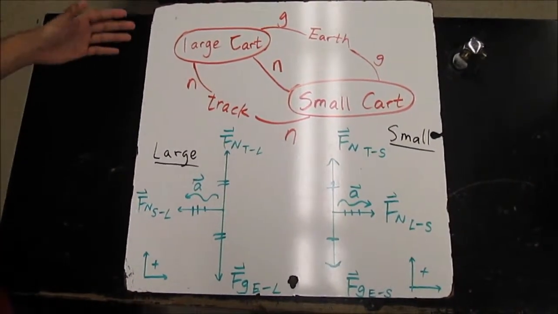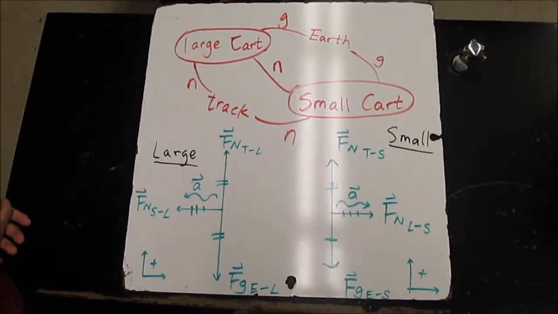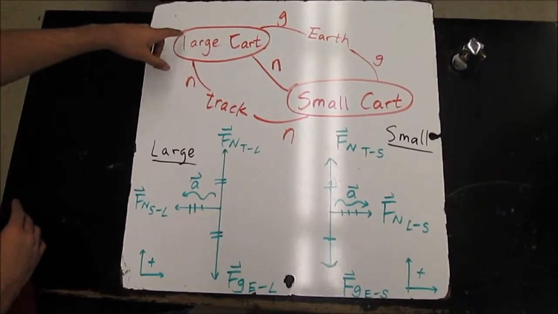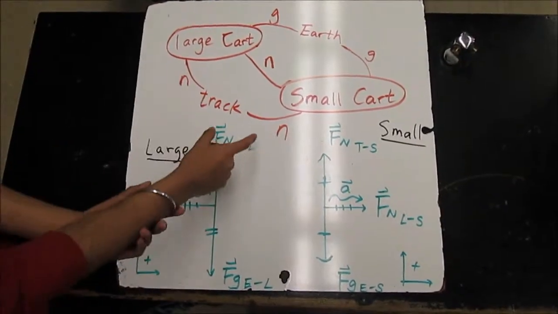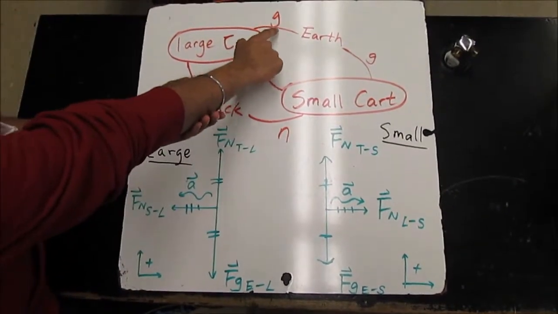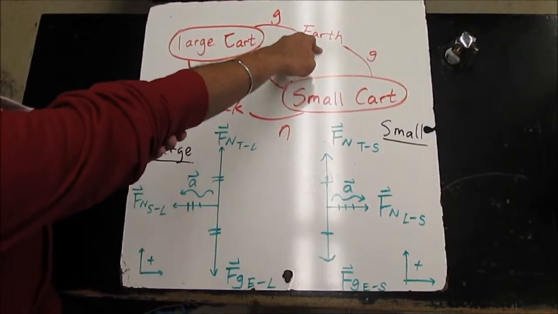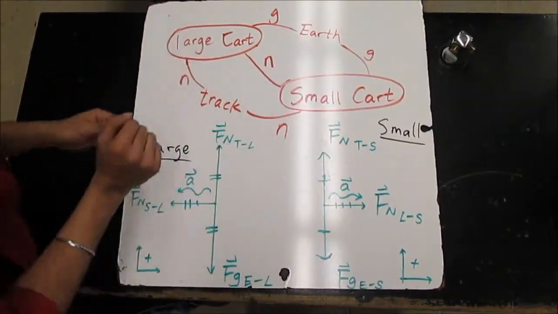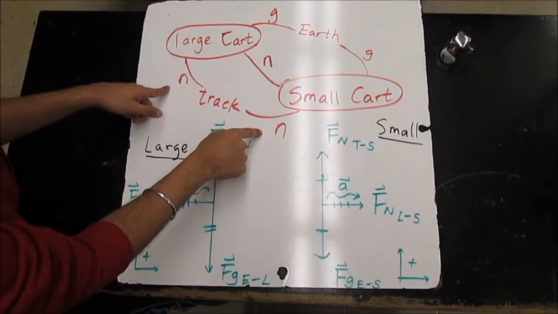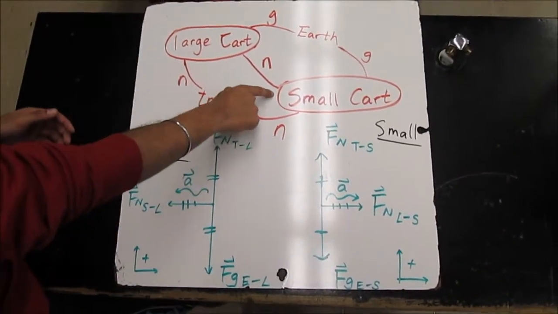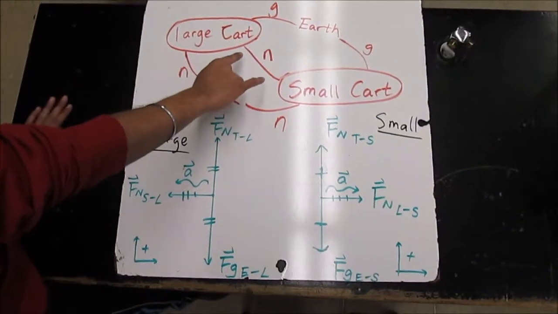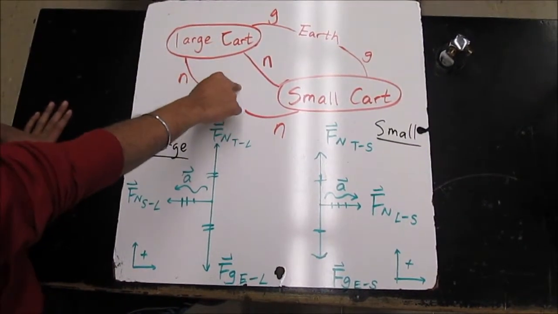So now in our interaction diagram, we have 2 systems here, and we can easily see one is a large cart, one is a small cart. Those are our 2 systems, and we all know the easy forces. We have a gravitational force with the earth acting on the 2 carts, we have a normal force exerted by the track on the two carts, and then we have a normal force between the two carts on each other.